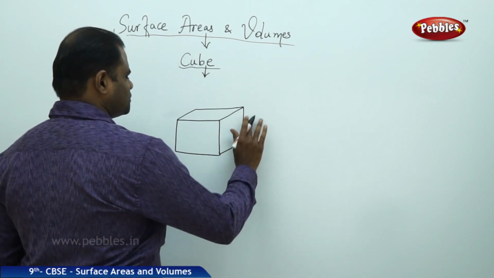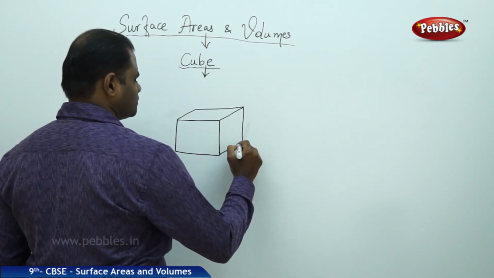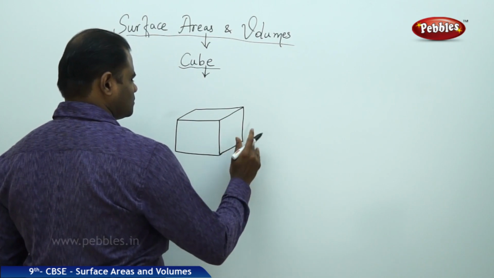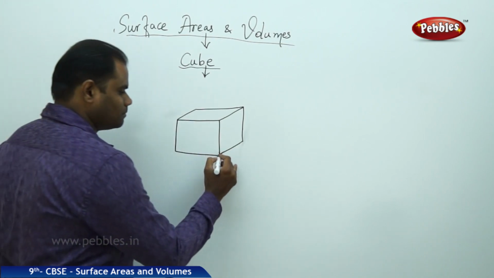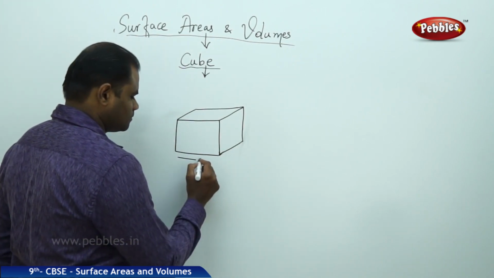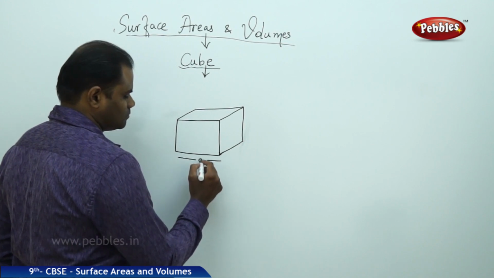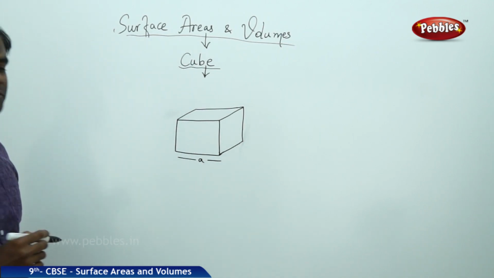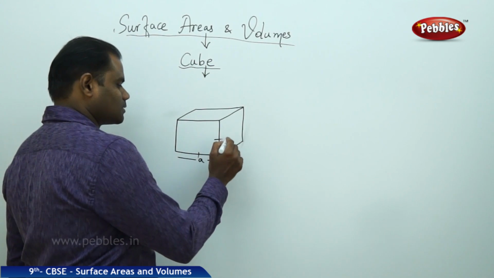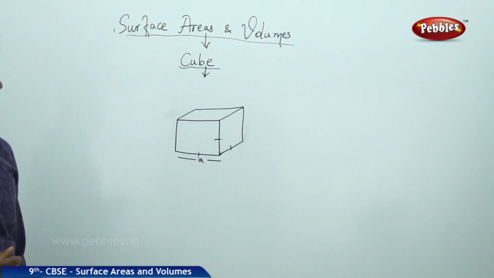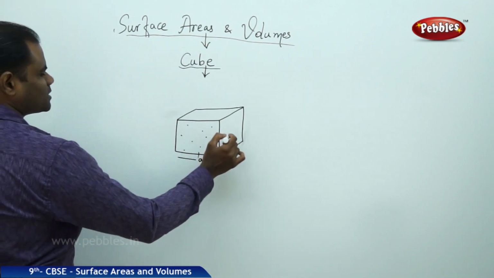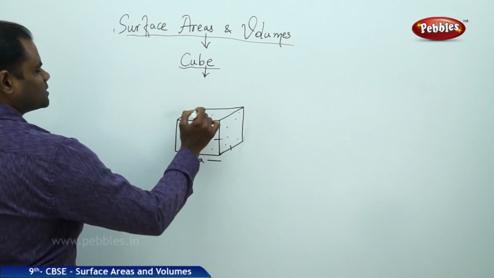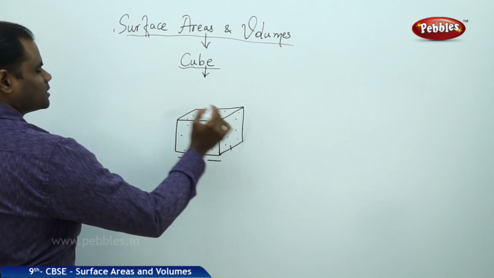So here is the cube. And for this cube, each face is equal. Now for this cube of side A, we can find the total surface area using the formula.